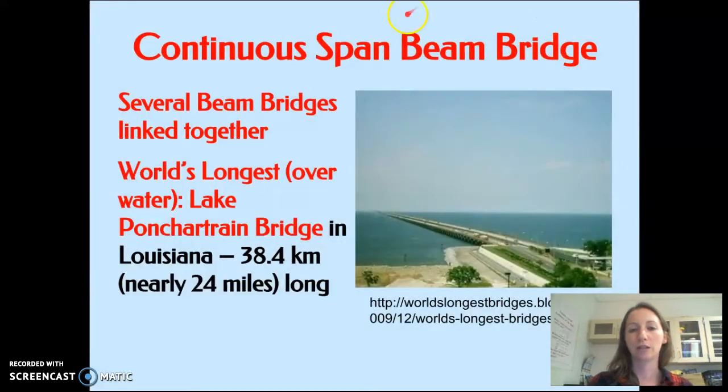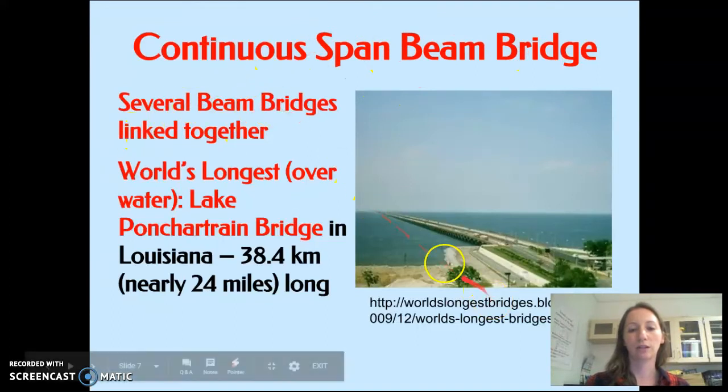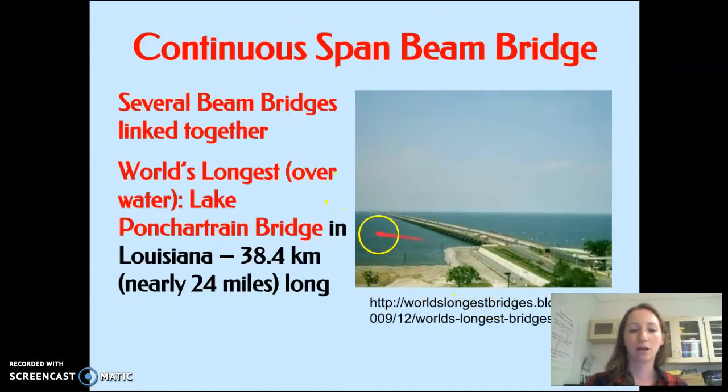You do find continuous span beam bridges, though, and that's several beam bridges that are linked together to cross a wide distance. So here's an example, the world's longest. It's over water, Lake Pontchartrain Bridge. It spans 38.4 kilometers, the whole distance of the bridge. But within that, there are tiny spans that make up this entire distance. So it's like linking a bunch of beam bridges all together.